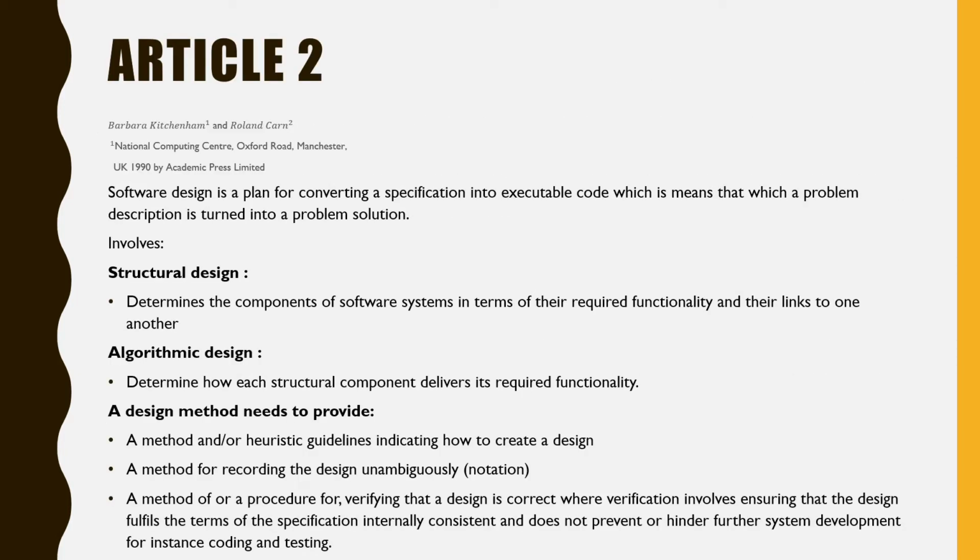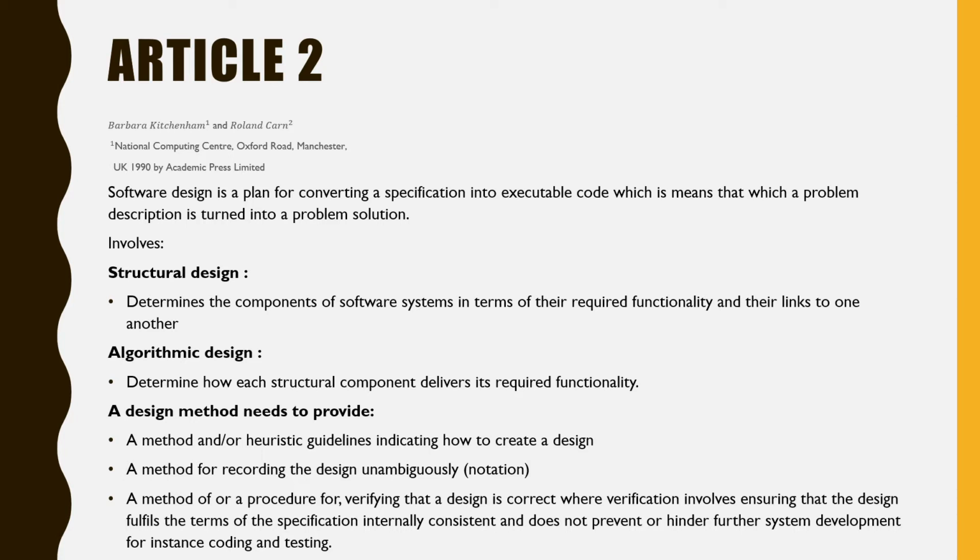Software design is a plan for converting a specification into executable code, which means that a problem description is turned into a problem solution. It involves two designs, which are structural design and algorithmic design. Structural design determines the components of software systems in terms of their required functionality and their links to one another, while algorithmic design determines how each structural component delivers its required functionality.